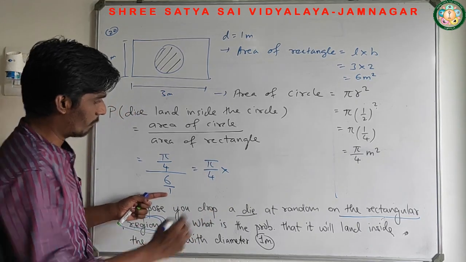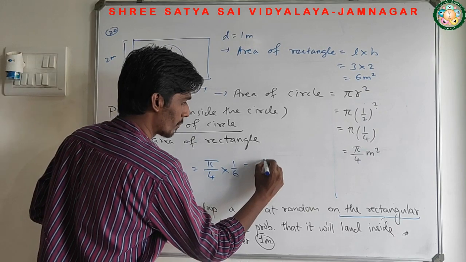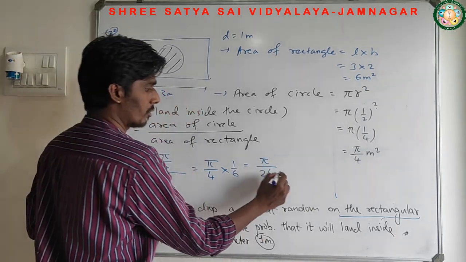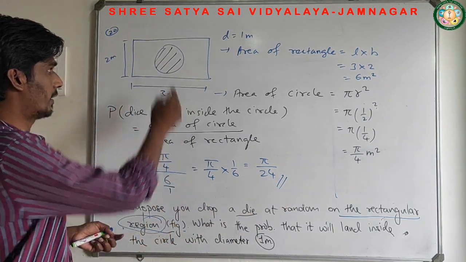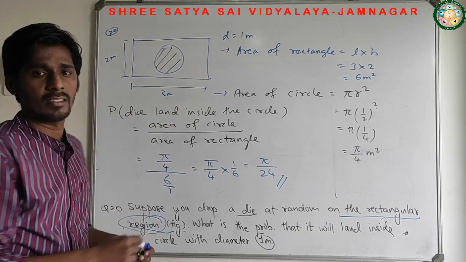जो 6 by 1 है वो क्या हो जाएगा? 1 by 6. तो pi into 1 is what? Pi itself. 6 4s are 24. So this is the probability of getting that dice inside the circle.